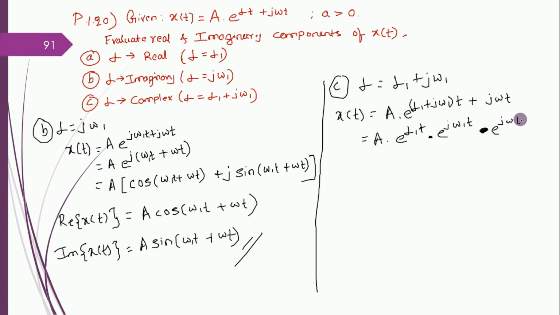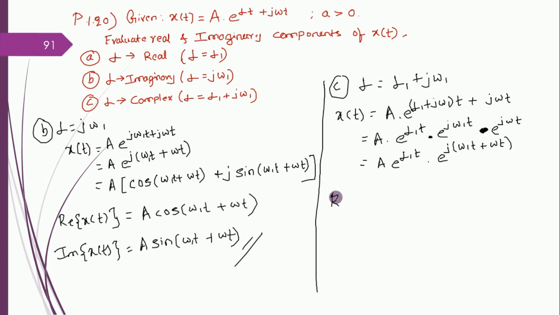Now I combine the j components. What do you get? j omega 1 t plus omega t. So this is like a combination of the A and B cases. Now we can directly write the real part and imaginary part. This gives you cos and sine signals: cos of omega 1 t plus omega t plus j sine of omega 1 t plus omega t. Directly I'll write the real component and imaginary component.